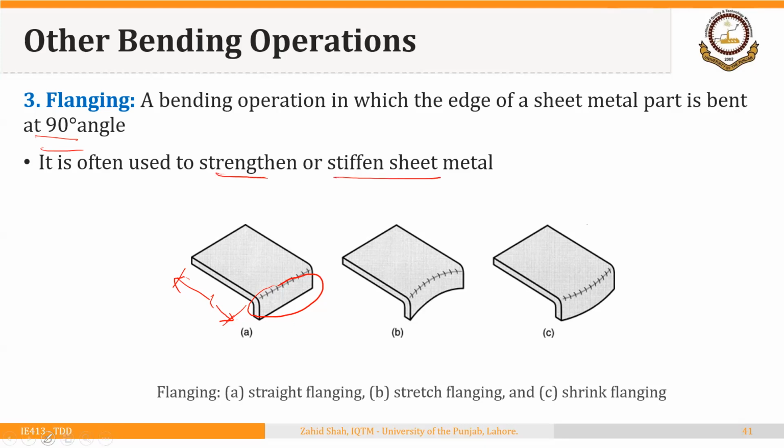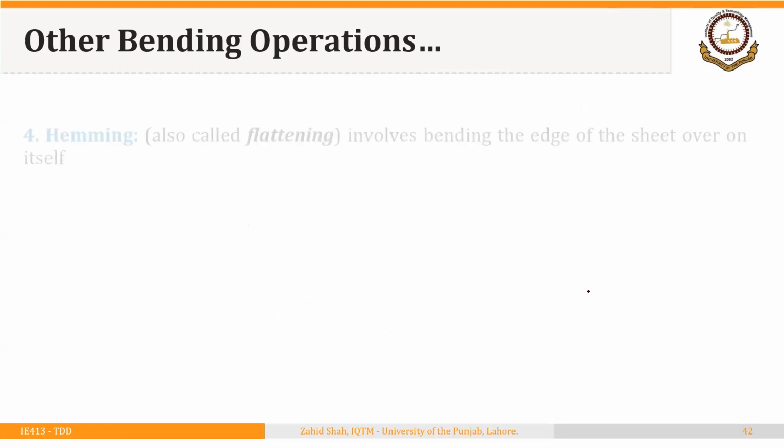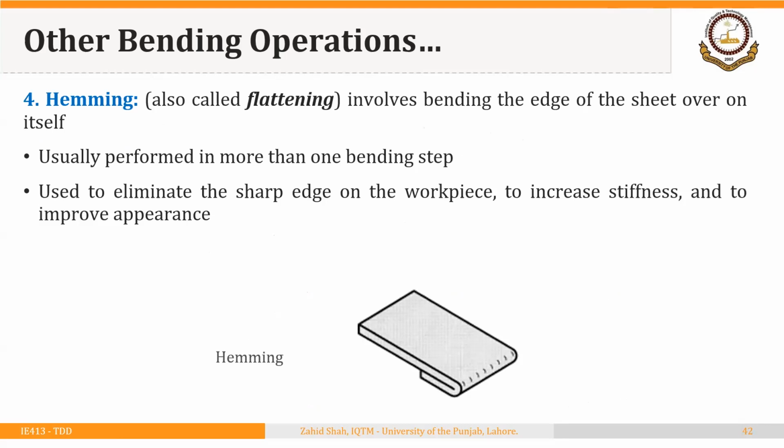You can see that flanging could be straight flanging, where the bent part is straight. It could be stretch flanging, where a curve is being made. Here as well, a curve is being made. Depending upon the shape of the curve, whether concave or convex, it is called stretch flanging or shrink flanging.